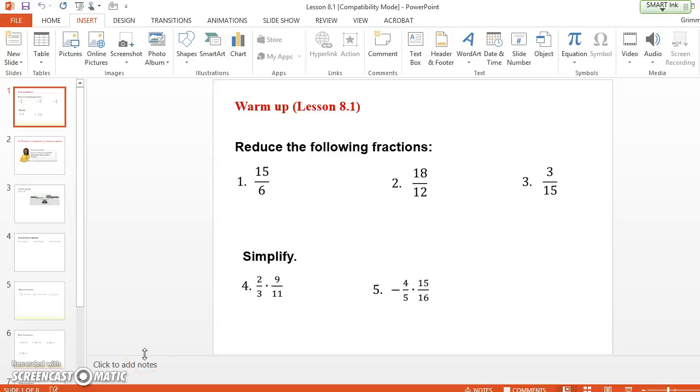Alright, so we need to remember how to reduce fractions. How do I reduce 15/6? Bobby. Perfect. What is the greatest common factor? 3. Very good. So I divide this by 3 and divide this by 3.